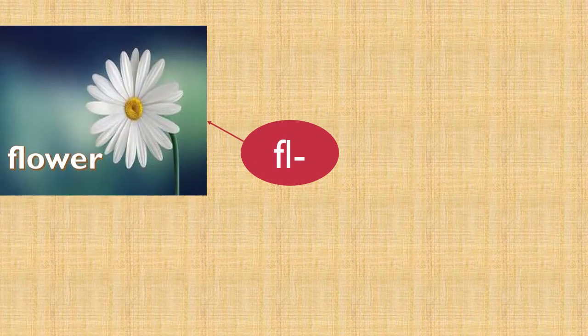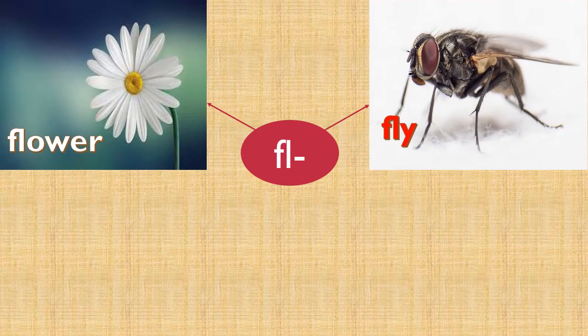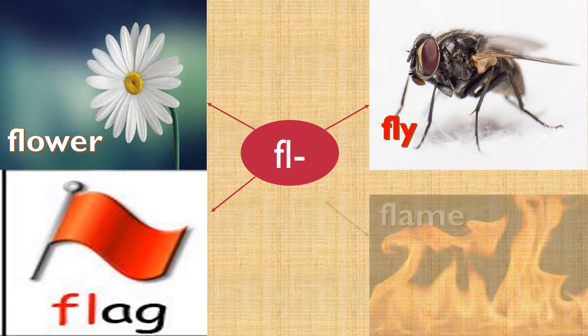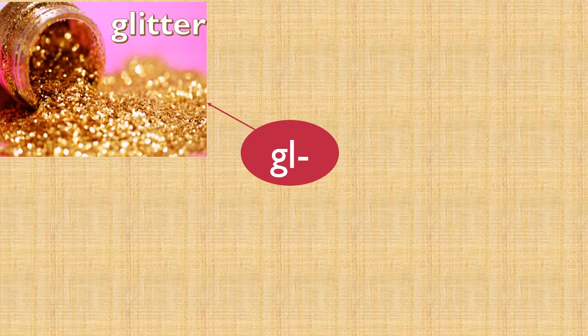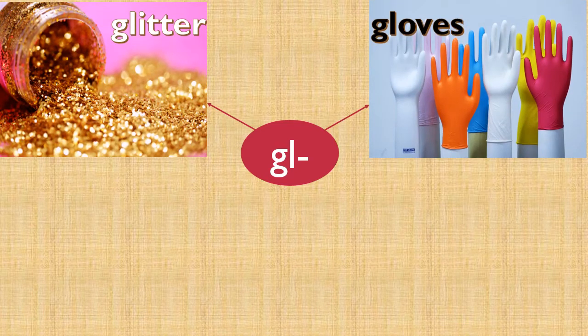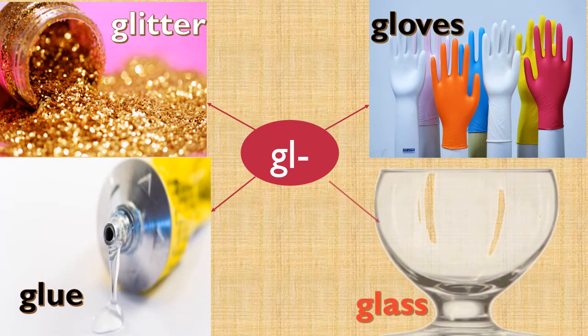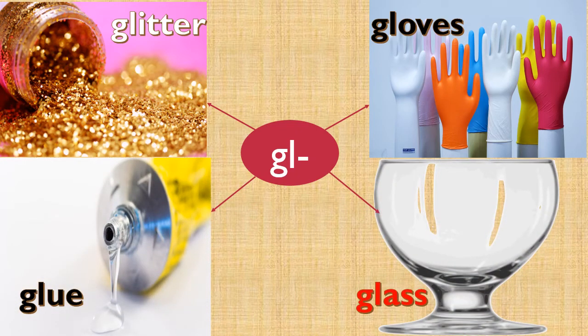The next consonant blend is FL. Flower, fly, flag, flame. So these are all the examples for the initial consonant blend FL. The next initial consonant blend is GL, gl. Glitter, gloves, glue, glass. So these are all the examples for the initial consonant blend GL.